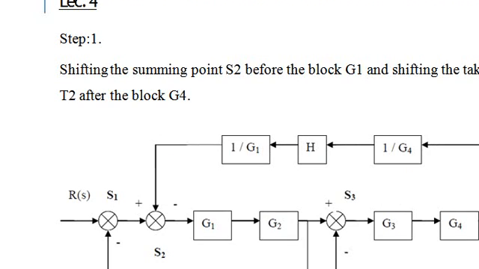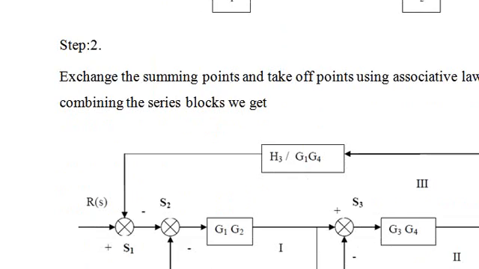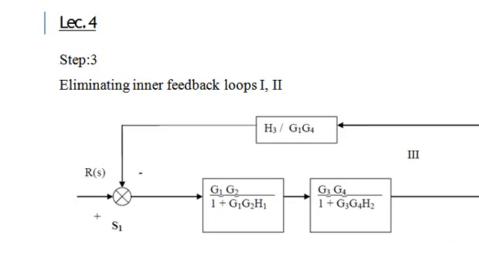First, shifting summing point S2 to before the block G1 and shifting the takeoff point T2 after the block G4. By this step 1, this will become 1 by G1 with H, also 1 by G4 with this one. Now these two are in cascade. Exchanging the summing points and takeoff points using the associative law and combining the series blocks, we get H3 by G1 G4, and also G1 G2 with H1 as a loop. This also has a loop here. So eliminating the feedback loops 1 and 2 here.